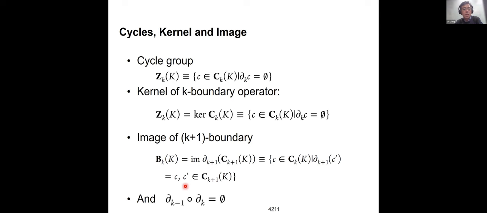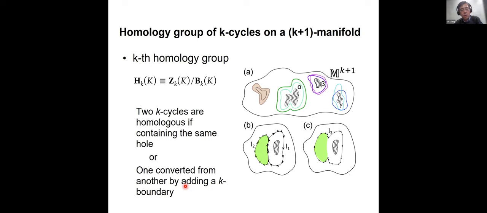But the essential thing we are looking at are these K cycles on the K plus one dimensional manifold. So essentially, this is the K-th homology group. For example, in the picture here, we have these holes, so we're looking for cycles containing these holes. We can build equivalence classes of all the cycles containing the same hole. They are essentially treated the same.